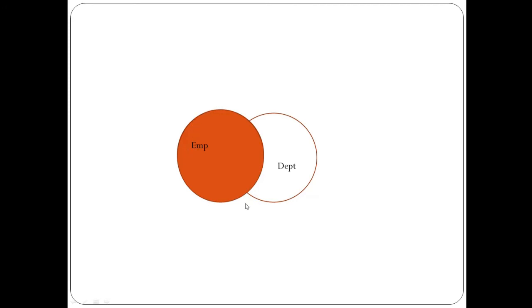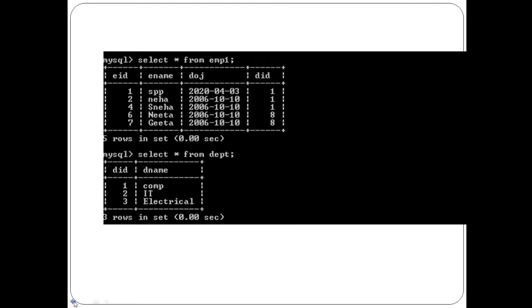This is the Venn diagram for left outer join, where in the result you'll find all records fetched from the left table, and for the rows which are not matched from the right table, null values will be added. To demonstrate this concept, I'm using tables which are created in MySQL. Same example, employee table and department table.